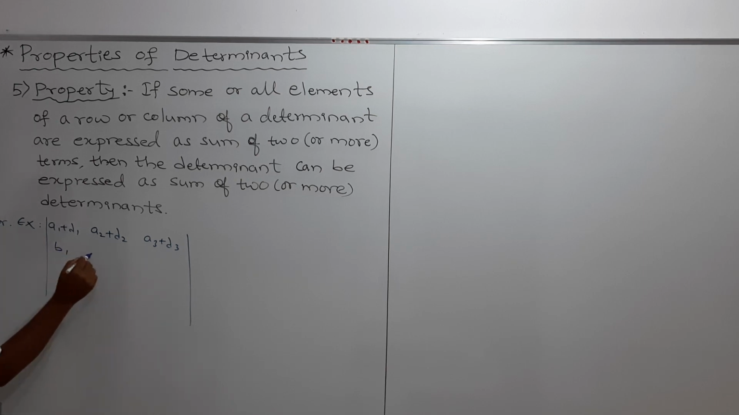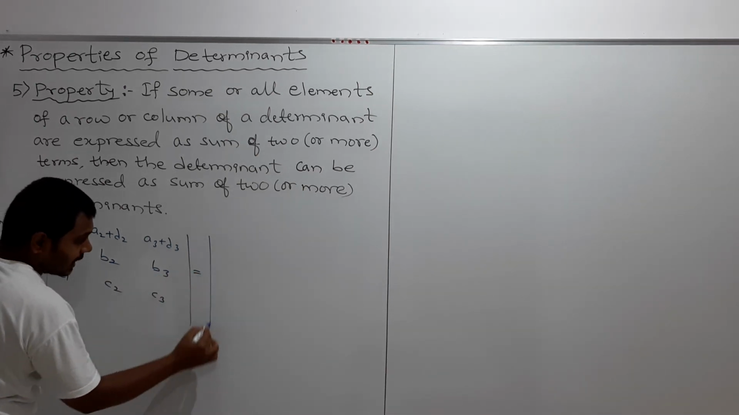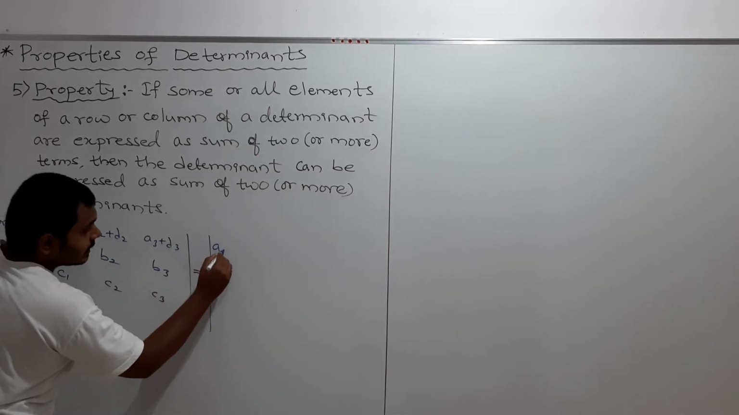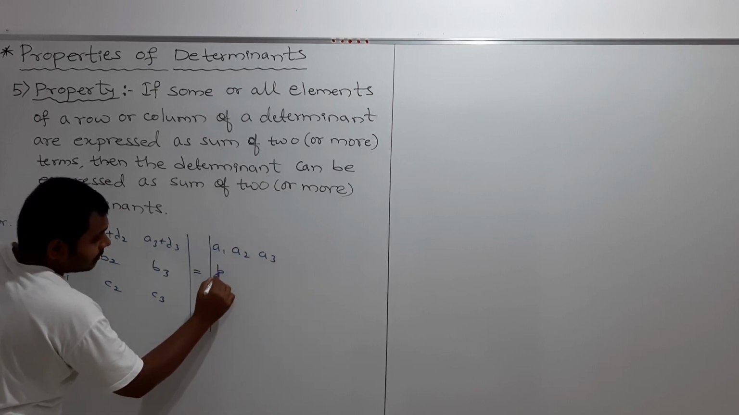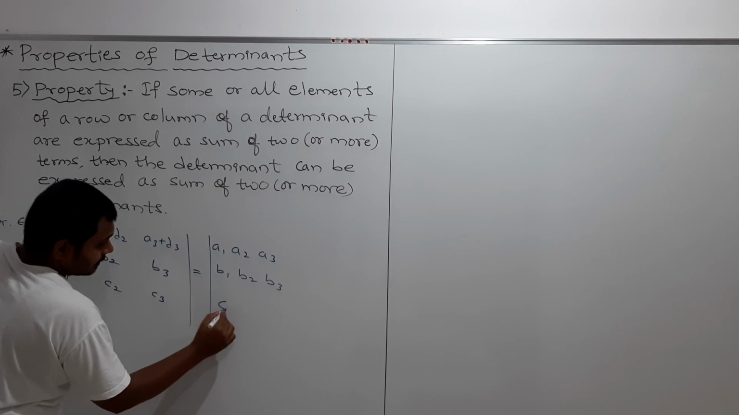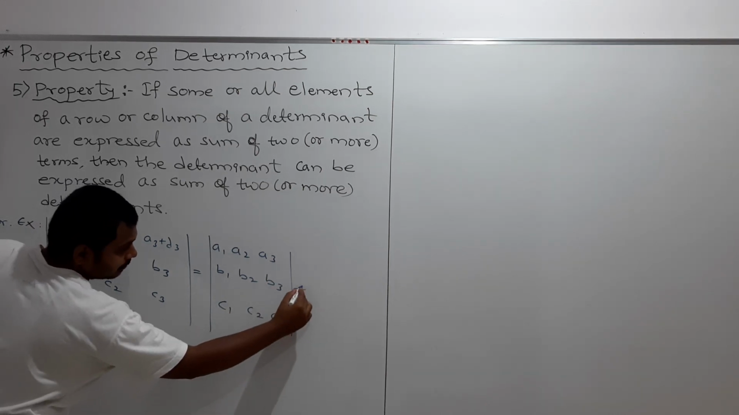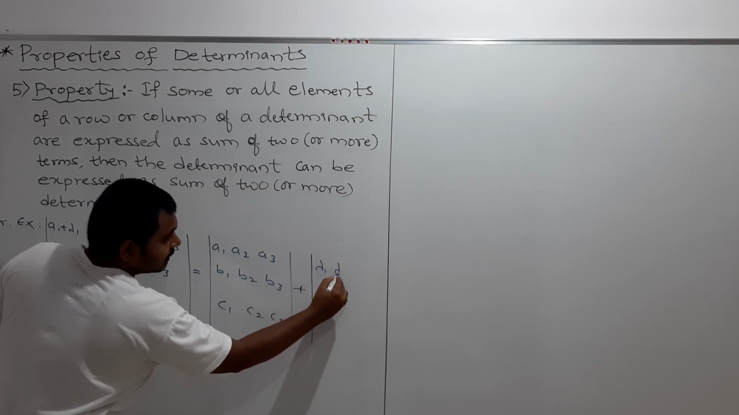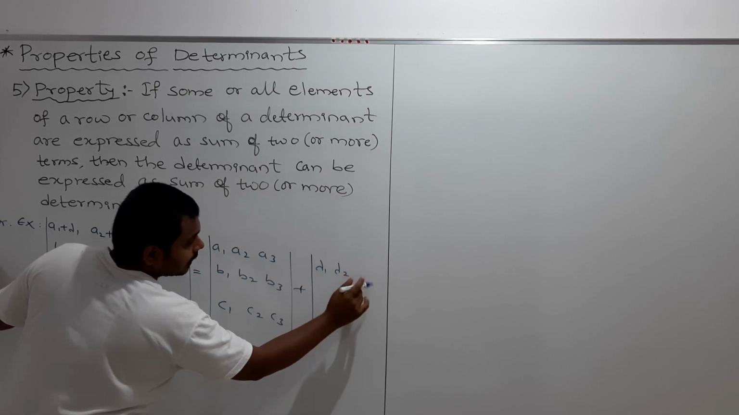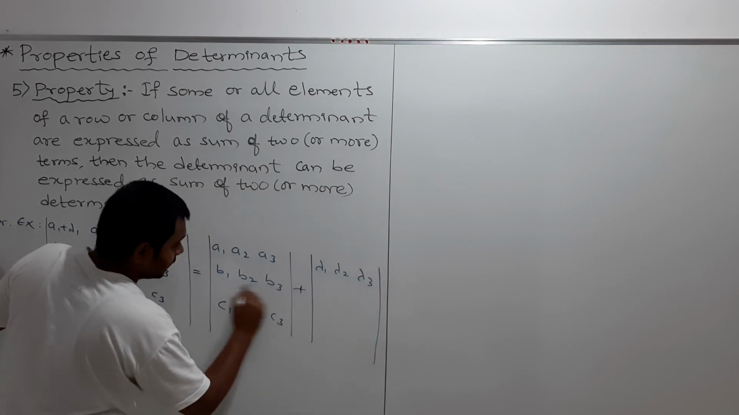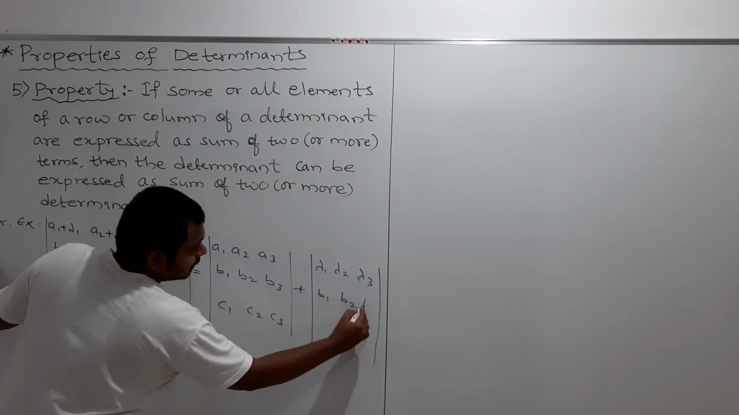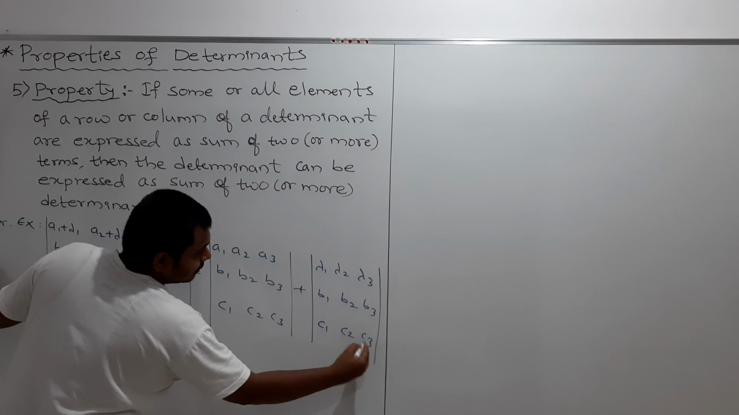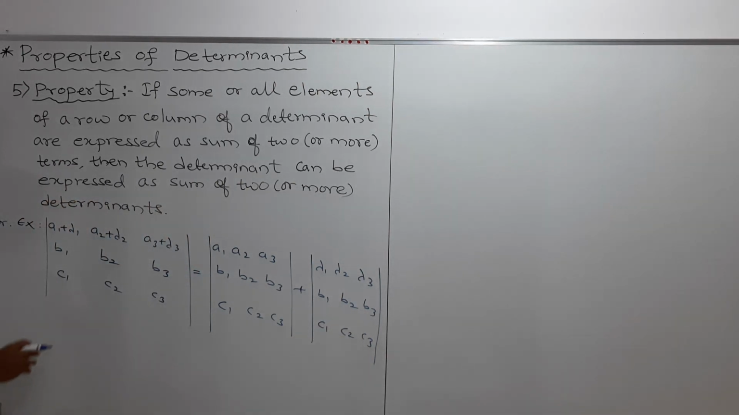And the remaining elements I am taking as b1, b2, b3, c1, c2, c3. Clear? So this can be expressed as the determinant with rows a1, a2, a3, b1, b2, b3, c1, c2, c3, plus the determinant where the first row is lambda 1, lambda 2, lambda 3, and the remaining elements are b1, b2, b3, c1, c2, c3. Clear? So my dear students, now you can understand.